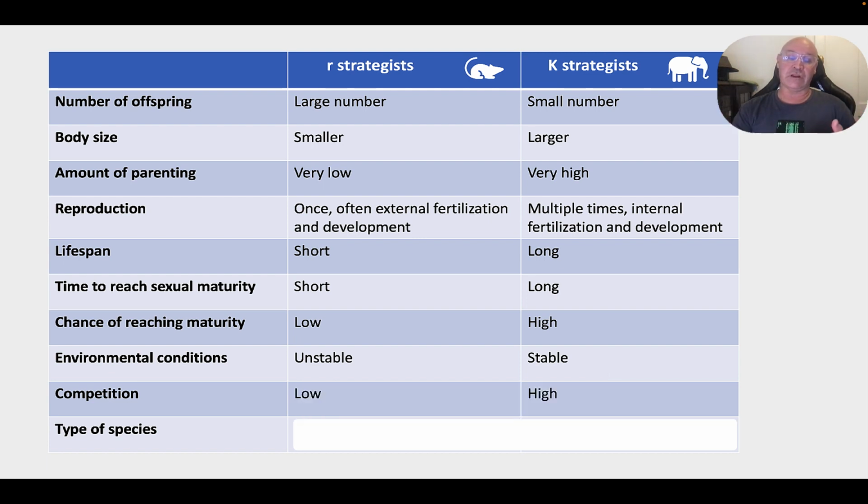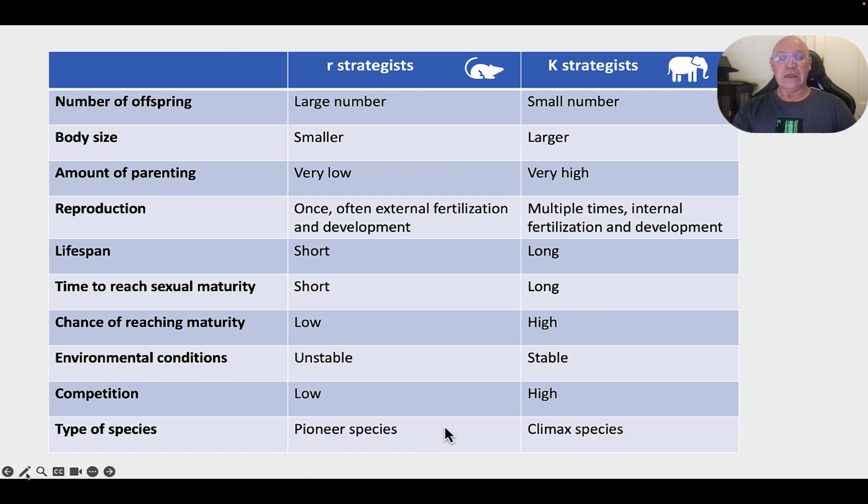In terms of competition, R strategists live in a low competition environment. So this is where they exploit this available niche and reproduce very, very quickly and produce a large population very quickly. Whereas K strategists live in a stable environment where there's high competition. This is why there's not a lot of resources available, so it's why the offspring are so expensive. And so in terms of succession, R strategists are your pioneer species, like your weeds and your grasses and things, whereas the K strategists are your climax species, like your big tall trees and your large animals.